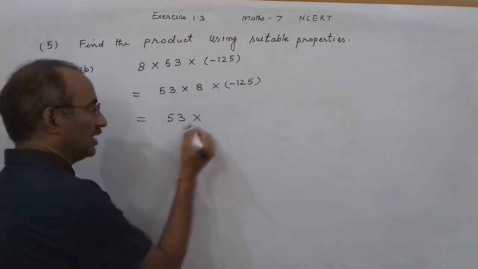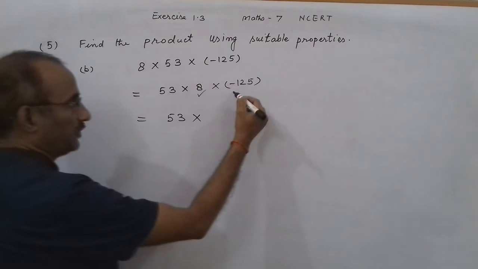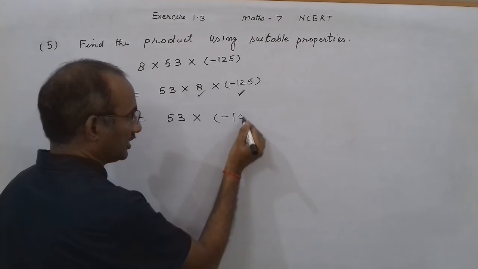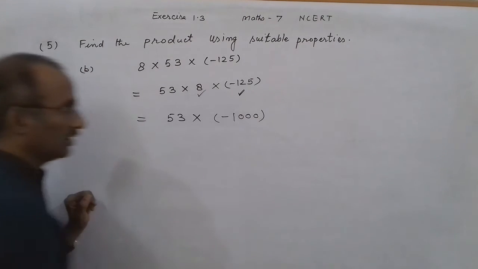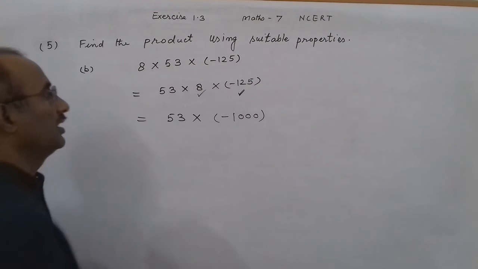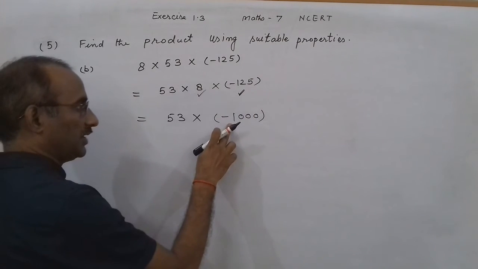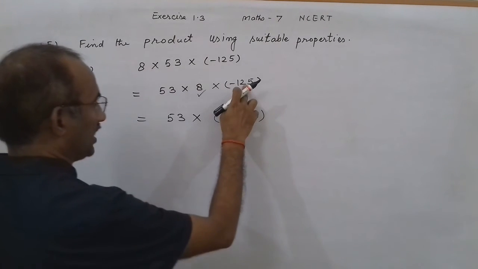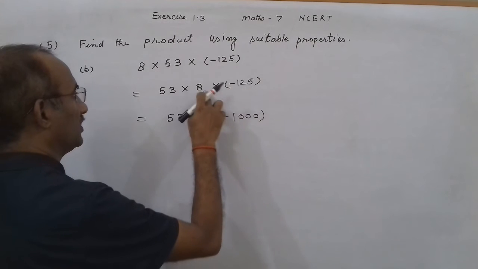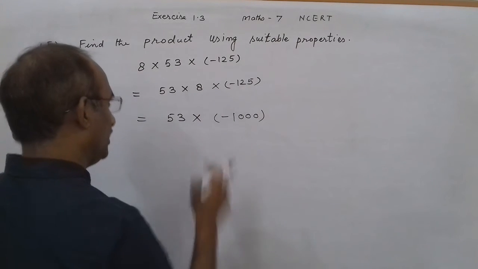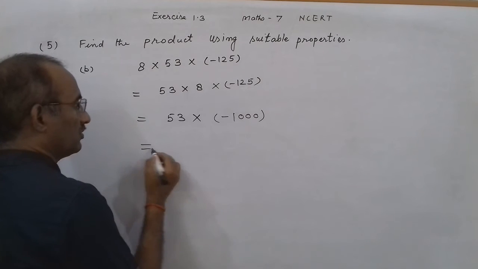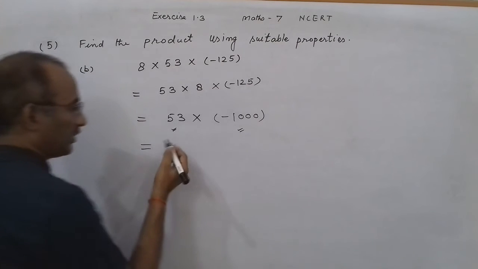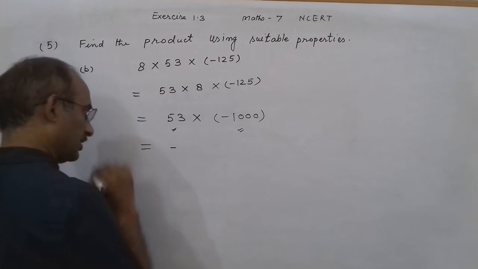Now multiplying 8 with minus 125, we get minus 1000. The product of a positive integer and a negative integer is always negative. So we write minus 1000. This is the product of minus 125 and 8. Now this is a positive integer and this is a negative integer. So our answer will be a negative integer.